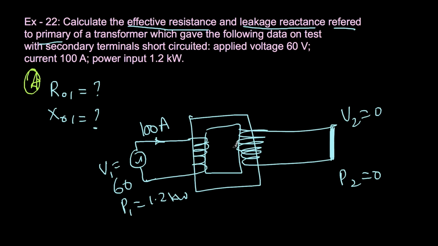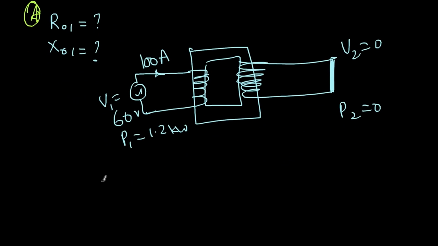Now one thing you should realize is that when the secondary is short circuited, V2 is 0, E2 will be very low, and E1 also will be lower than the rated one. Therefore, the applied voltage of 60 volts is also low. This is not a rated voltage. The rated voltage may be as high as 2000 volts or more. So a partial voltage is applied. Under that condition, the flux in the core is not complete, so I can ignore the iron losses. That is the first thing you should know.